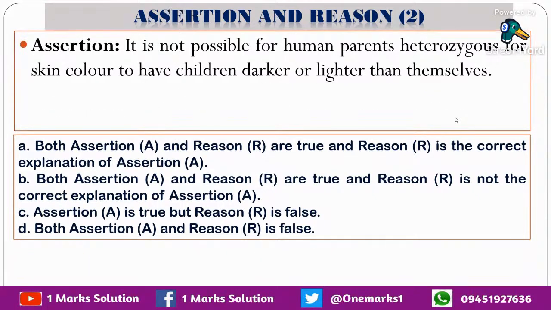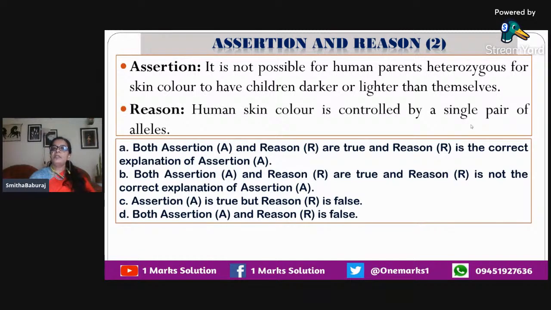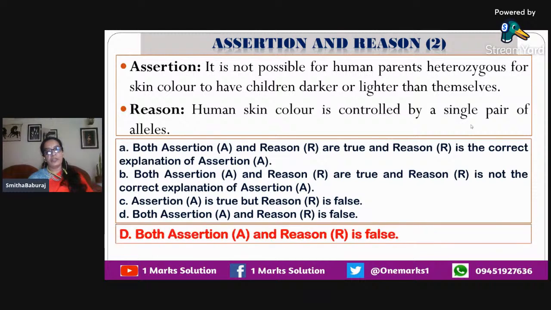Assertion. It is not possible for human parents heterozygous for skin color to have children darker or lighter than themselves. When we say skin color, you should know what kind of inheritance it is. And let us see the second statement. Human skin color is controlled by a single pair of allele. Again, what is this? Both the statements are false.